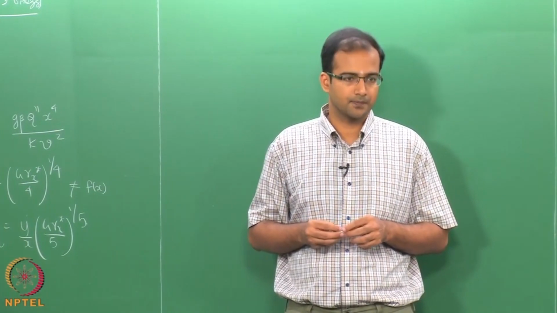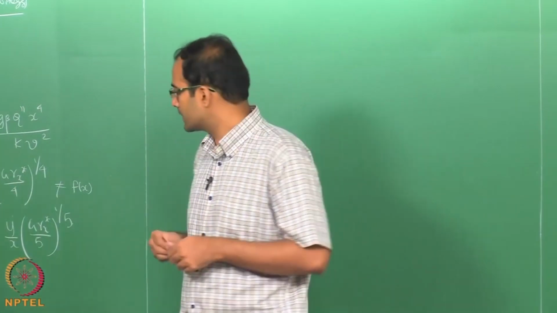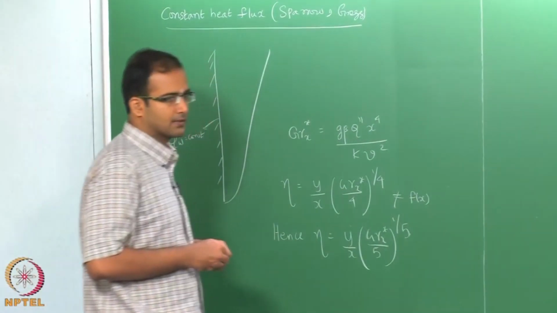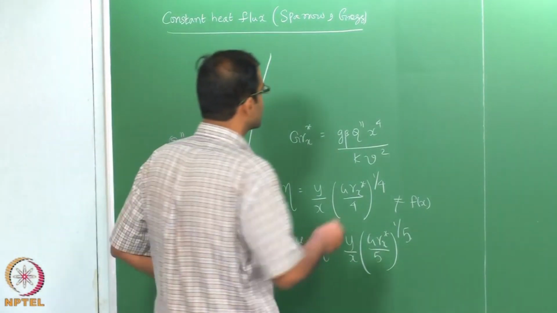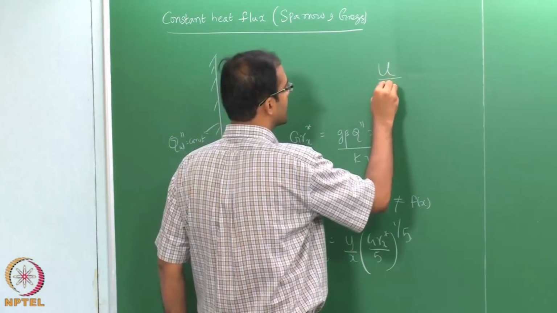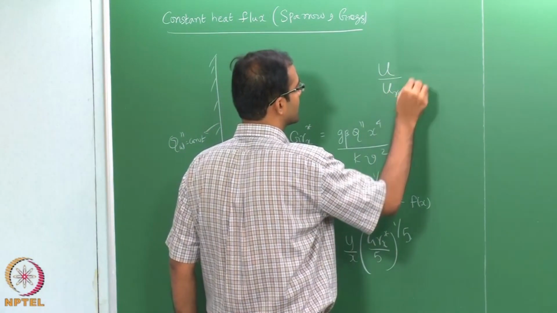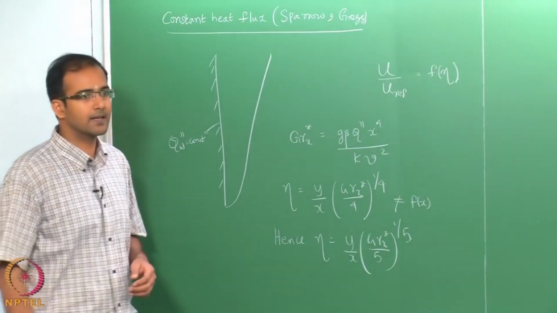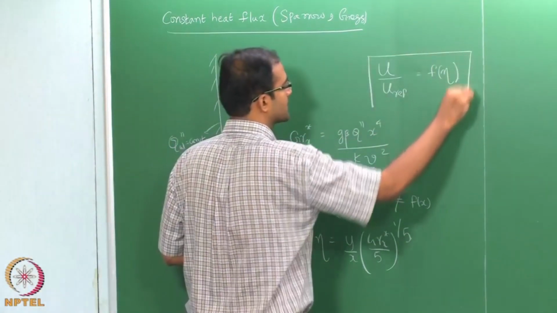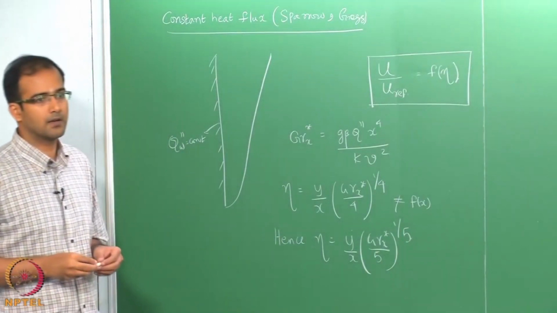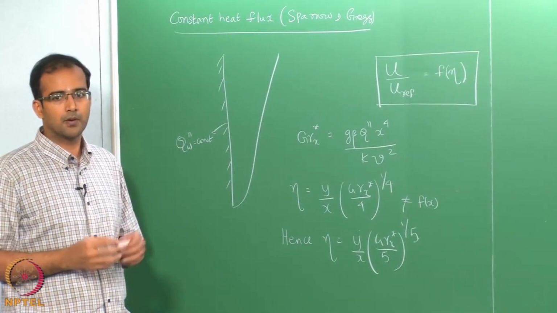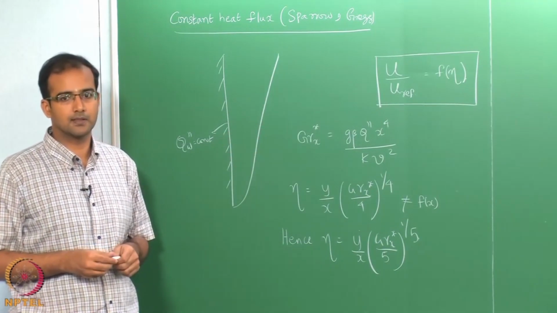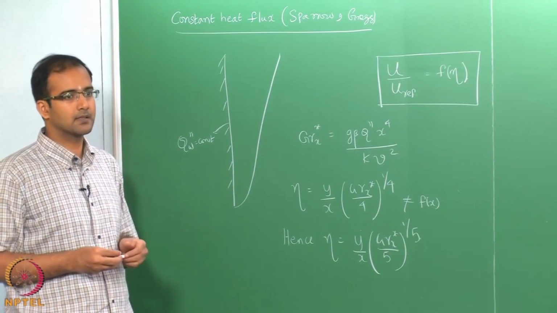Before doing that, let us also calculate the order of magnitude of the reference velocity. We start from the basic assumption in the similarity solution that u by u reference is a function of eta. This is the similarity solution assumption. That means, if you plot a non-dimensional velocity profile, it should be only a function of eta, correct. So for this you need to know what the u reference is. How do we estimate u reference?